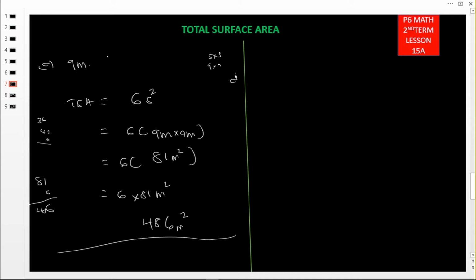Alright, so part D, they can tell us to find the total surface area of the following figures.